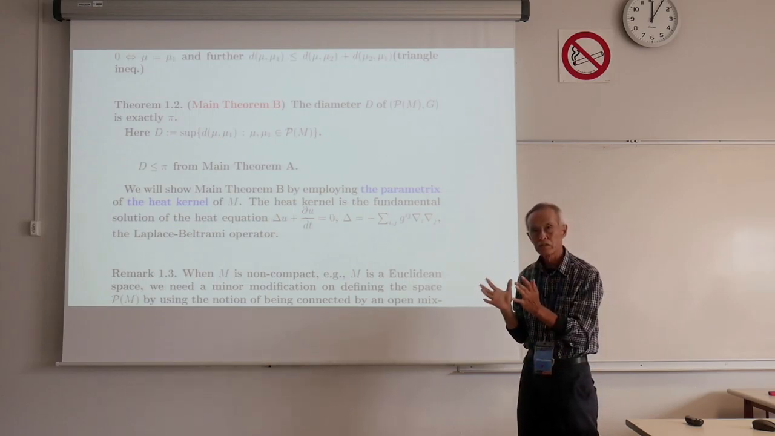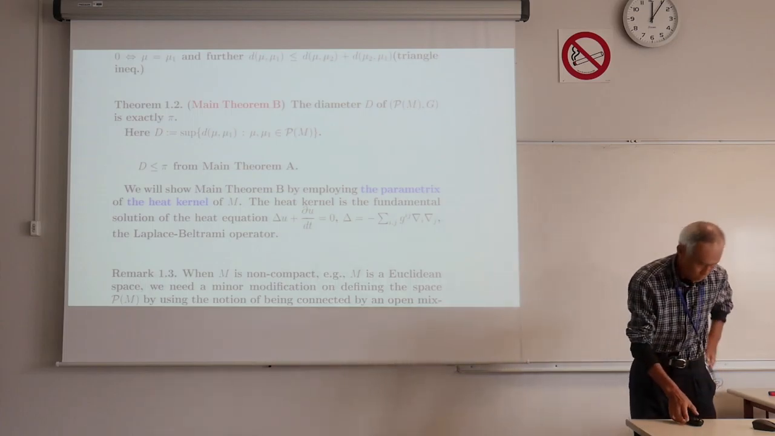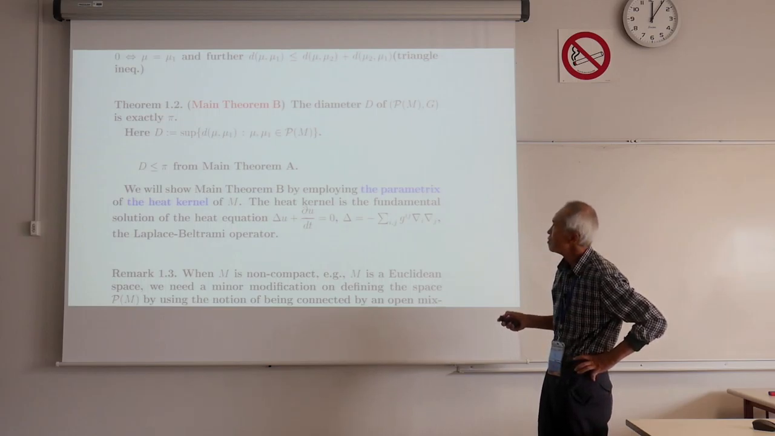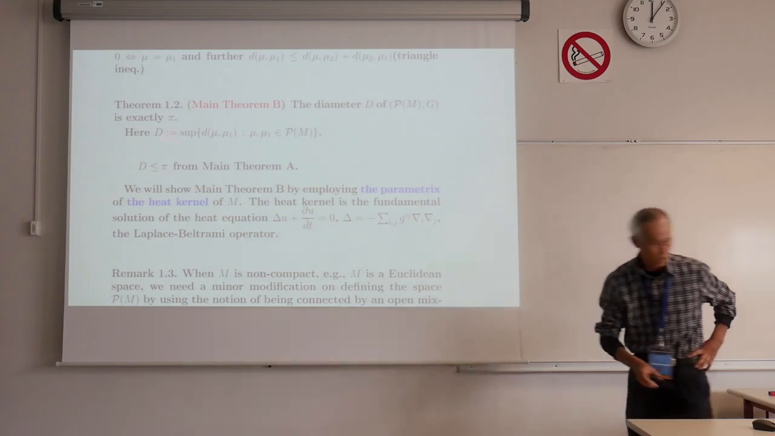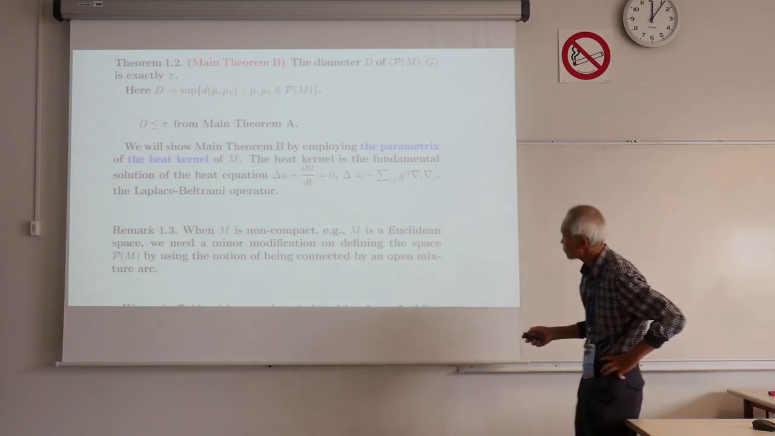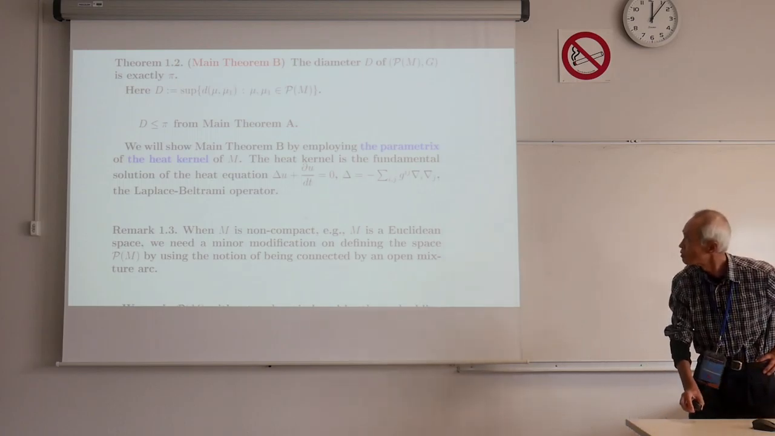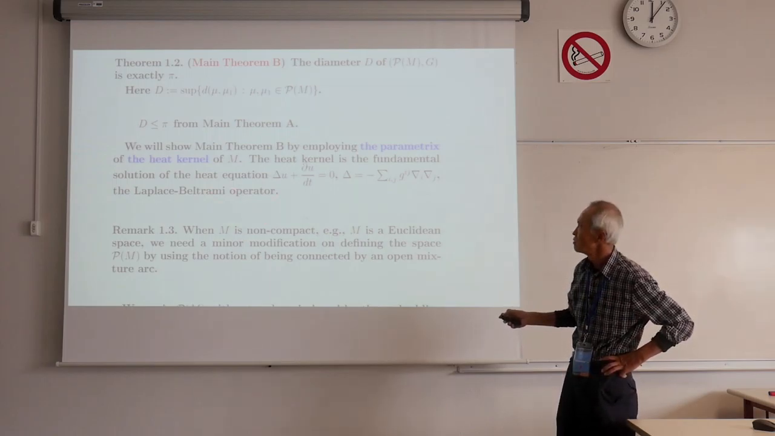And the second main theorem is the following: diameter. The diameter of the Riemannian manifold is just the sup of the distance over two points sitting on the manifold. So in our case, we can say that the diameter is less than or equal to pi from main theorem A, but we can show that this diameter is just pi. And this theorem can be proved by employing the parametrix of the heat kernel, as I mentioned before.